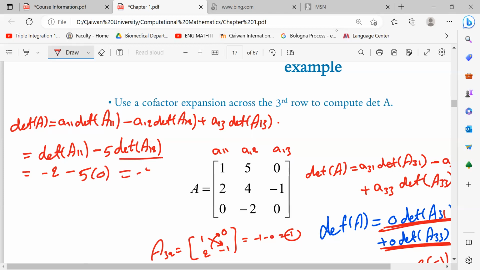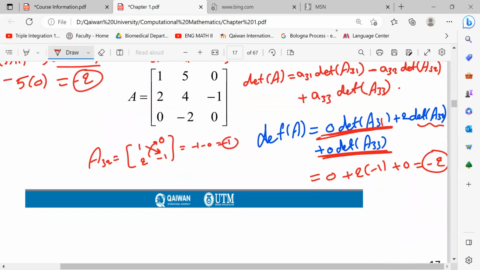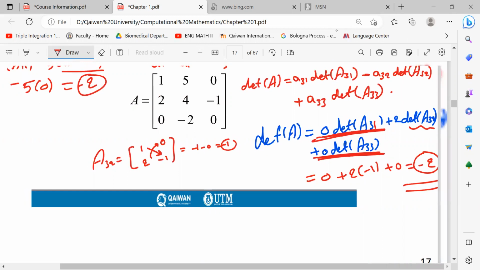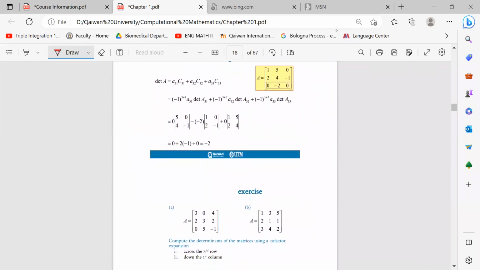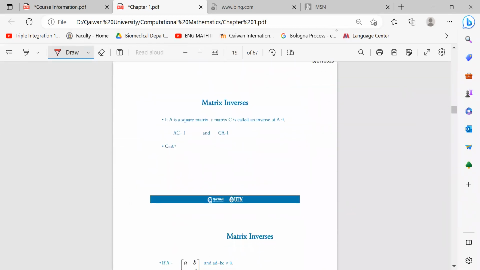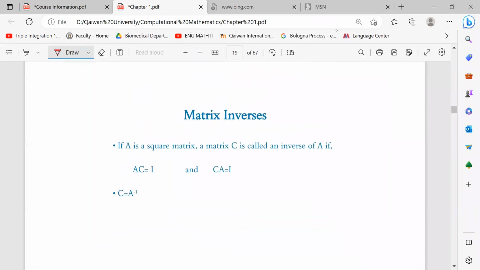What do we get? Minus 2. And here we got the same, minus 2. Even if you take any other row or any other column, you must get the same result. Yeah, that's the example. Okay, it's enough for now. Let's take a break. After the break, we'll continue to finish the matrix inverse.